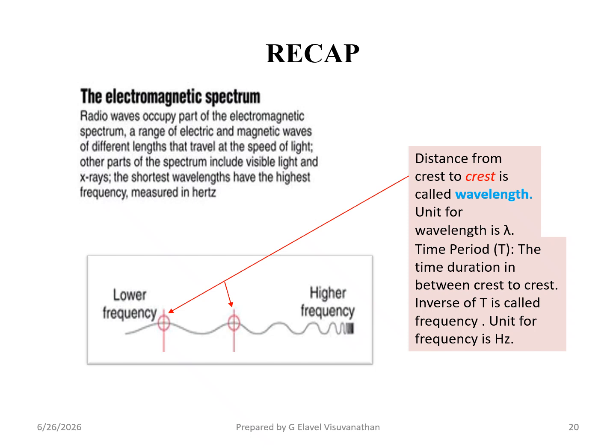The distance from crest to crest is called wavelength. That is end to end, one peak to another peak, which is nothing but the crest. In the wave you can see one red round mark. That is nothing but crest to crest. The distance from crest to crest is the wavelength, in the unit of lambda. The time period T is the time duration between crest to crest, how much time is taken from one crest to another crest. The inverse of T is called frequency. The unit for frequency is Hz.